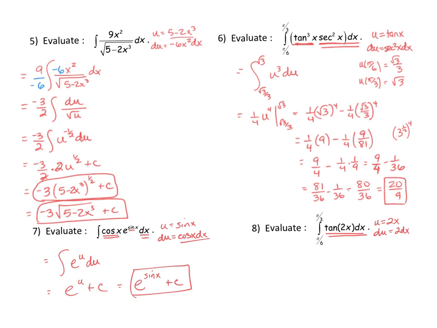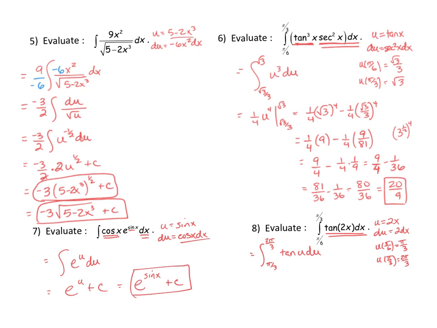As you jump into this, you would say, okay, I've got to change my bounds. u of pi over 6 is equal to 2 times pi over 6, which is pi over 3. And u of pi over 3 is equal to 2 times pi over 3, which is 2 pi over 3. So we've got our new u bounds. So this will be equal to the integral from pi over 3 to 2 pi over 3 of the tangent of u du.